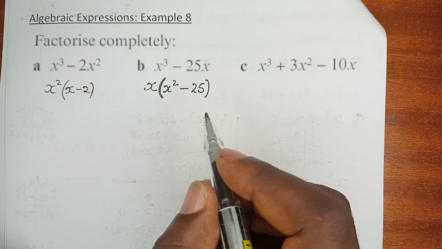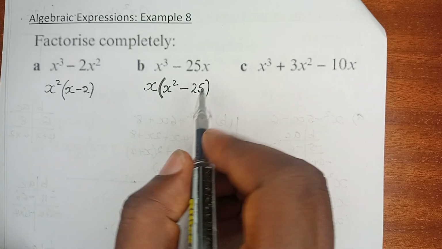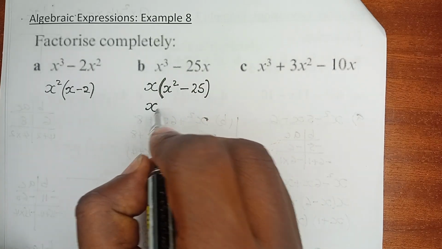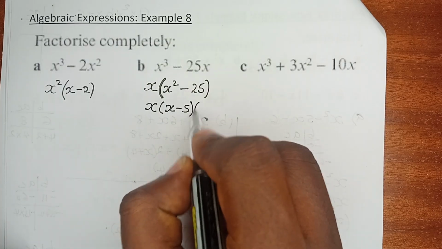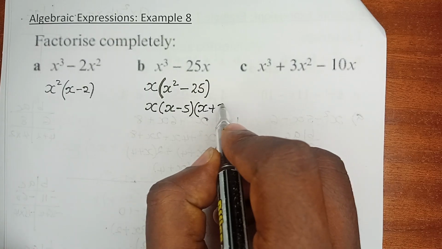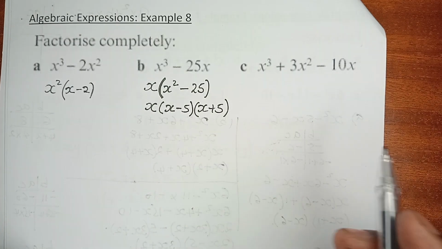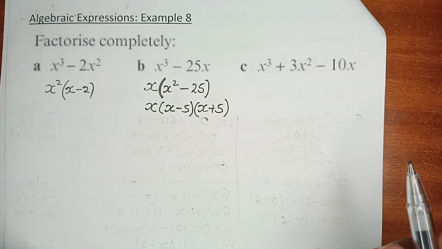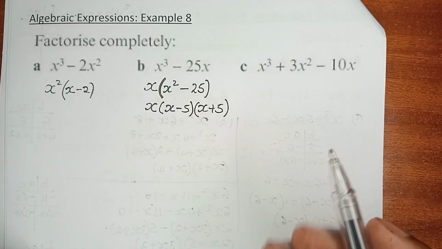And the difference between 2 squares is simply the square root of this and the square root of this. We have x bracket x minus 5 close bracket x plus 5 close bracket. And that is now the end of the story as far as that one is concerned. I hope you will not forget about difference between 2 squares.